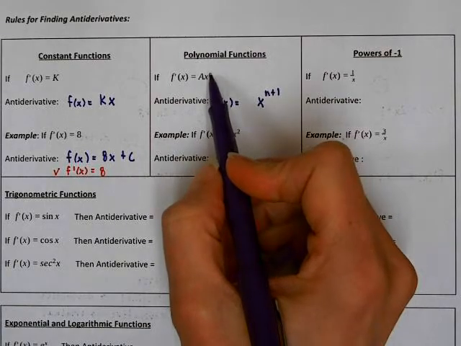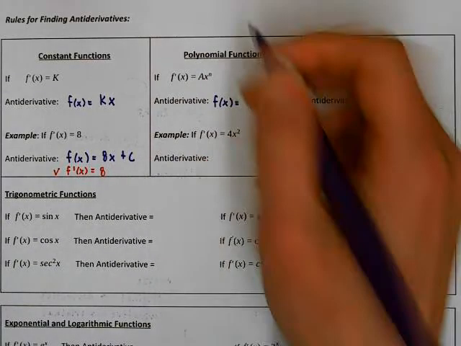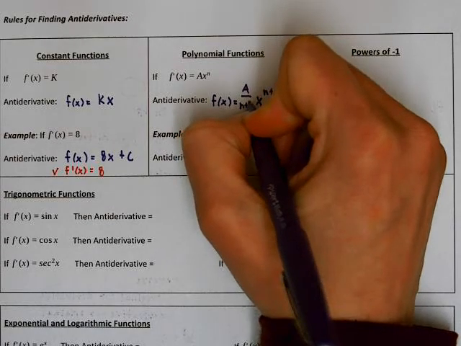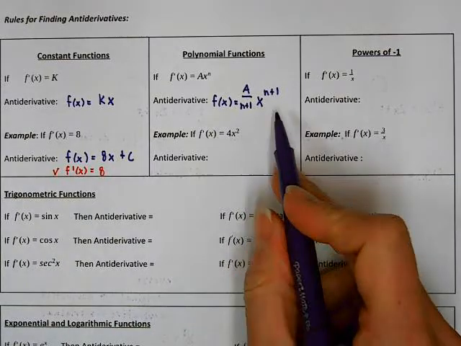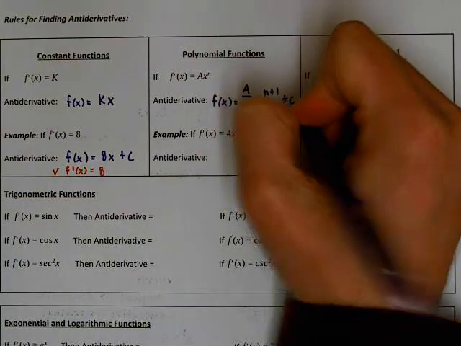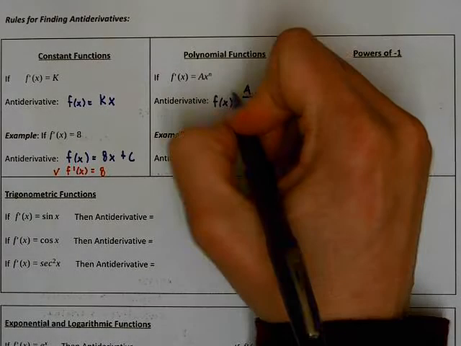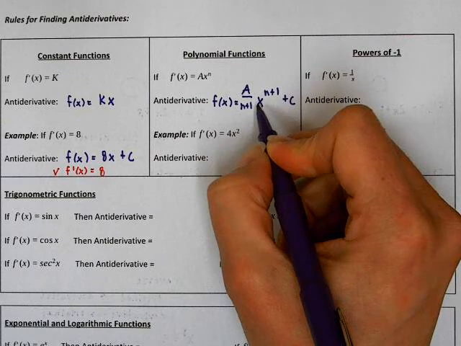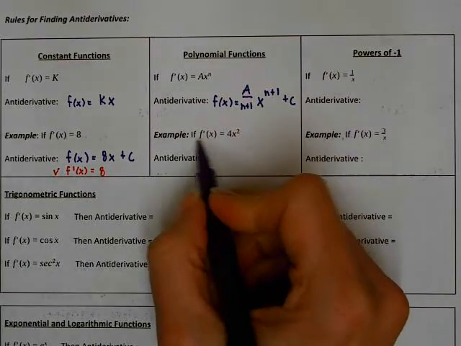Now, normally when we differentiate, we multiply that exponent times the coefficient. When we're anti-differentiating, we're going to divide. So we have a over n plus 1 times x to the n plus 1 plus c. I just want to be sure we've all got that: a over n plus 1 times x to the n plus 1 plus c. So let's do an example now.